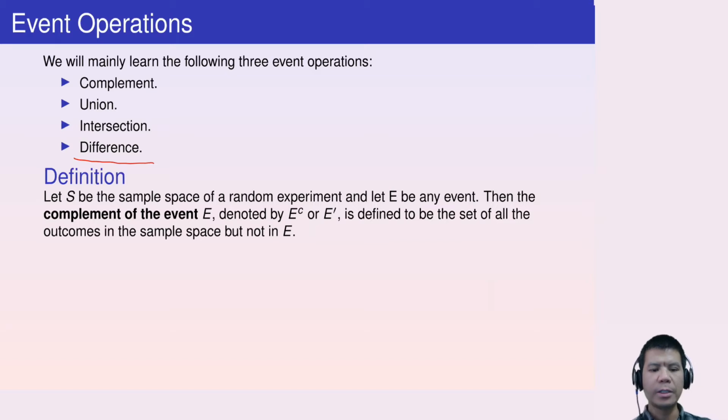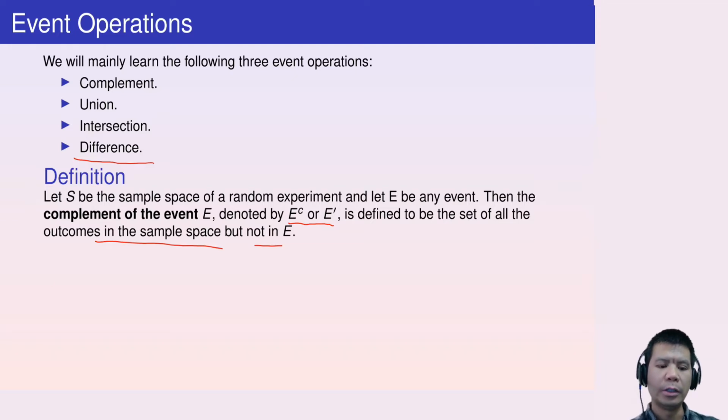So let S be the sample space of a random experiment, and let E be any event. Then we say the complement of this event E, denoted by E^C or E prime, is defined to be the set of all the outcomes in the sample space, but not in E. Okay, so it's everything in the sample space, but not in E.